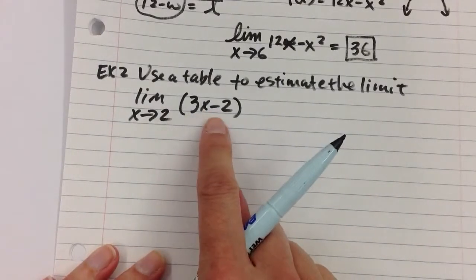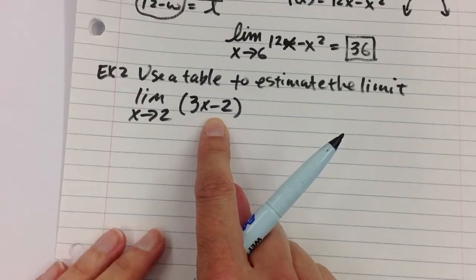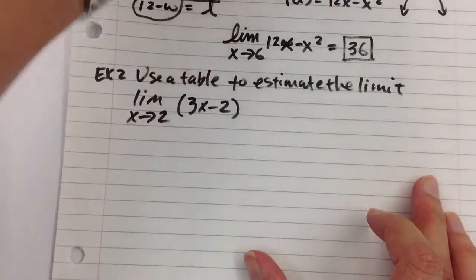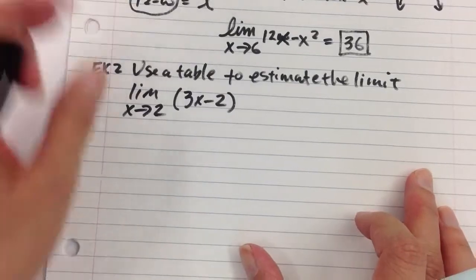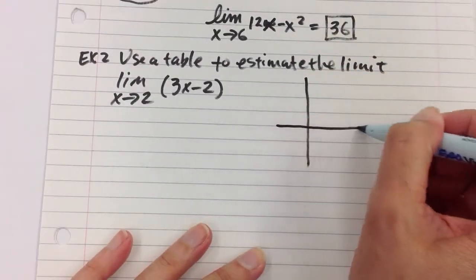Okay, so this is just the function y equals 3x minus 2. Well, what kind of graph is that? It's just a line, right? So we don't need to put that in our graphing calculator. We can graph that by hand.